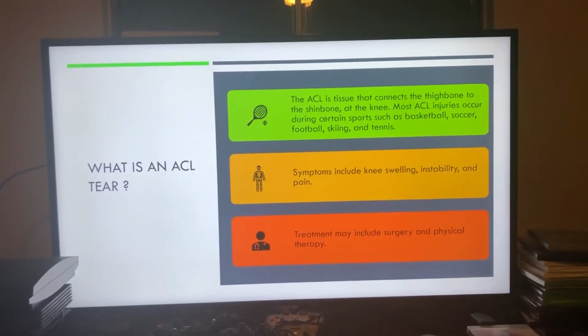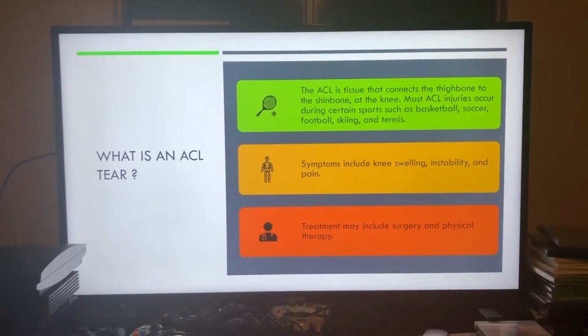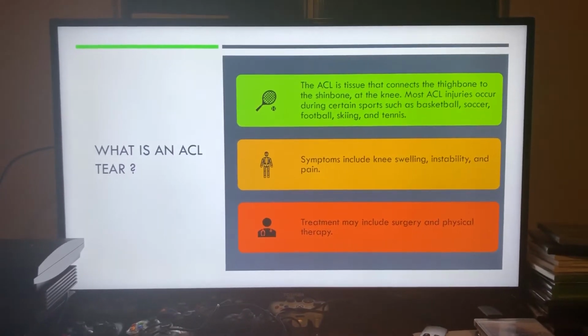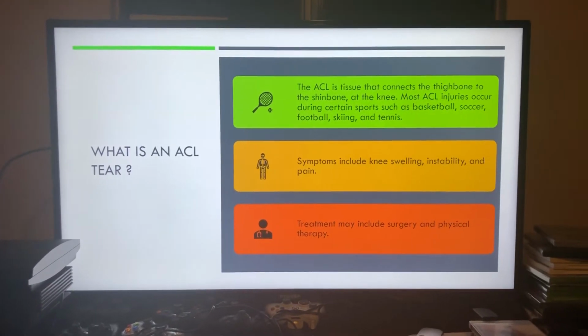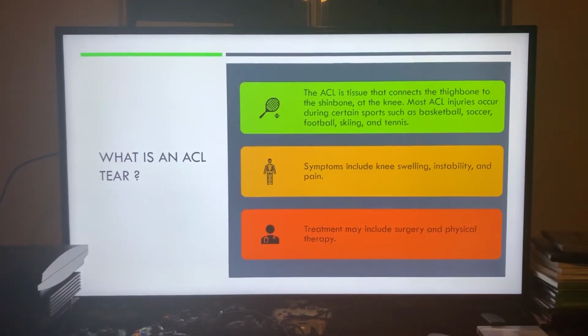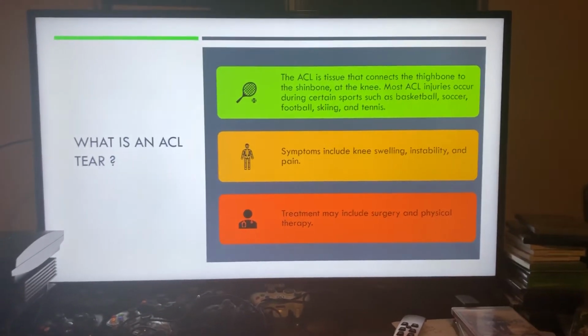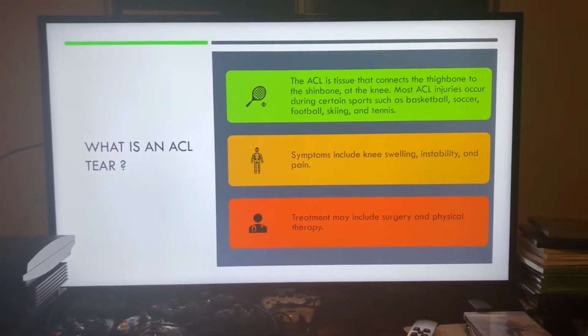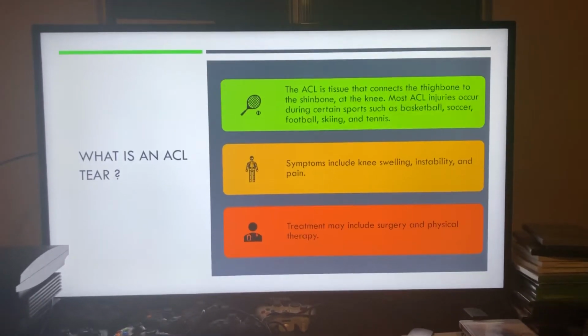Because look at it, basketball and soccer specifically, and football, those are stop and go motions. Therefore, when a player comes to a brief stop and then cuts or moves to a different direction, either vertical or lateral, it will have an increased chance of tearing the ACL. Along with that, the symptoms include knee swelling, instability, and pain, of course, and then treatment will involve either physical therapy or surgery. But today we'll be looking at the surgery side.